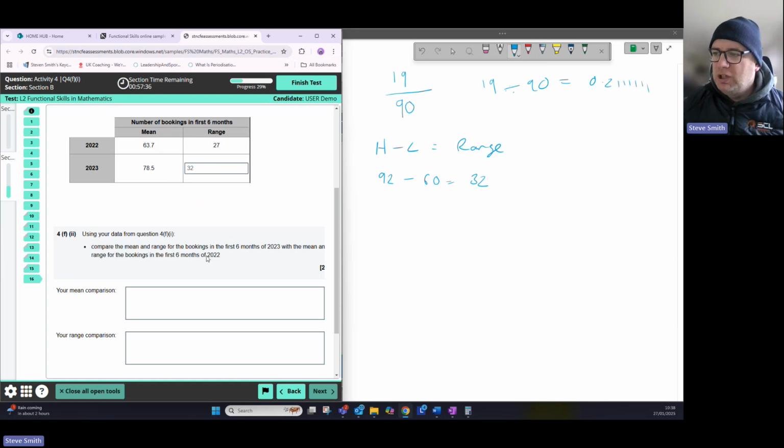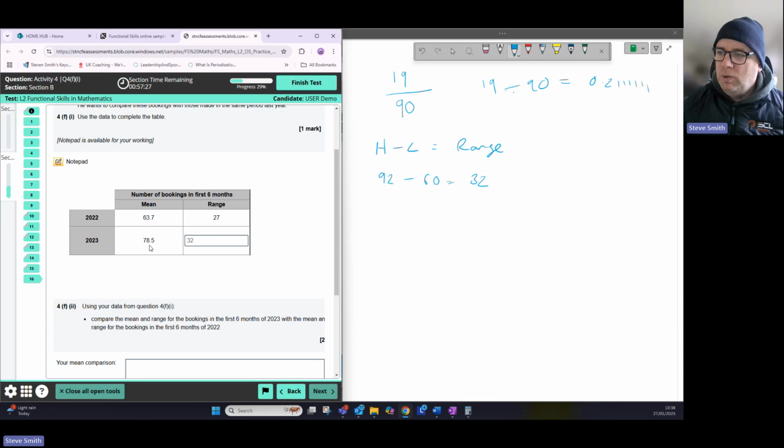Compare the mean and the range bookings in the first 6 months of 2023 with the mean and range bookings for the first 6 months of 2022, and provide some statements. Mean comparison. That's quite easy.